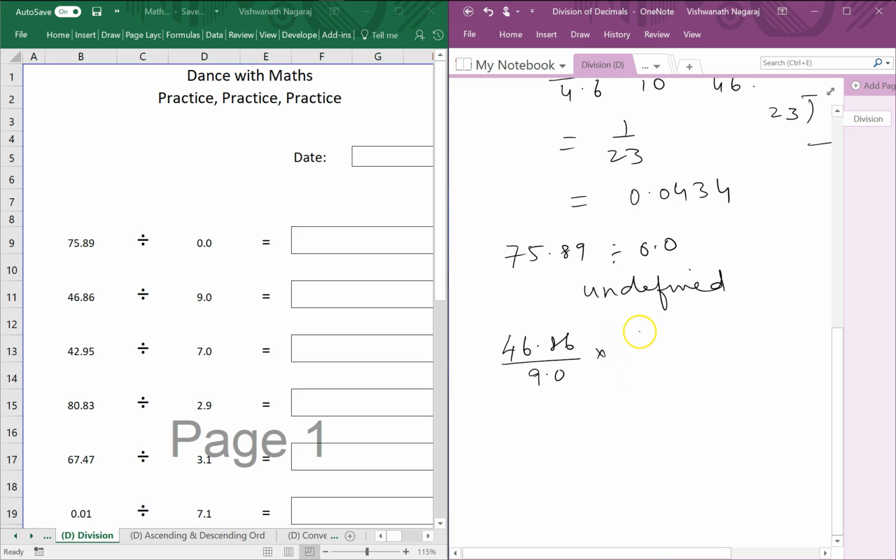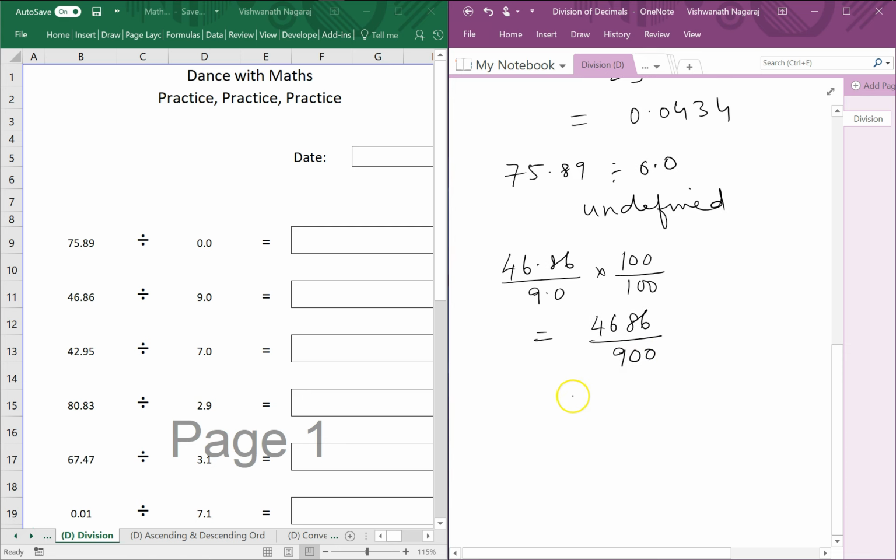Again multiply by, since the numerator has 2 decimal places and the denominator has 1 decimal place, we'll have to multiply it by 100 to take care of 2 decimal places. So the result is 4686 by 900. So now you start simplifying.